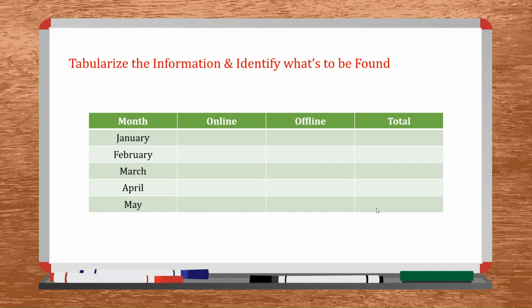So this is the table which I am trying to fill out here. In the first column I have all the months listed, then I have the online registrations and offline registrations in columns 2 and 3, and their total in the last column. So once I fill out this particular table, my problem is solved. This is the perfect solution that I'm looking for, filling out this particular table.